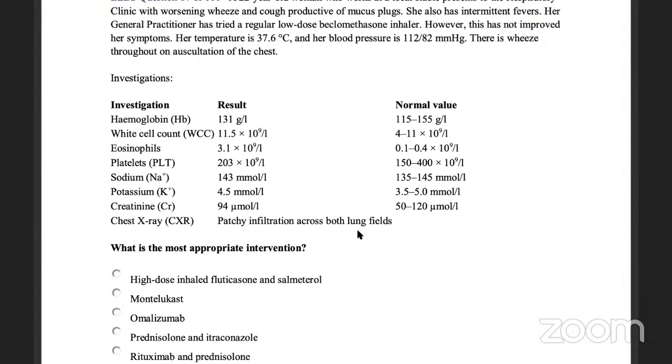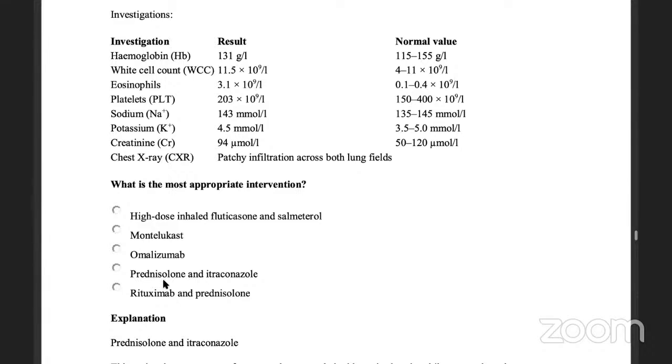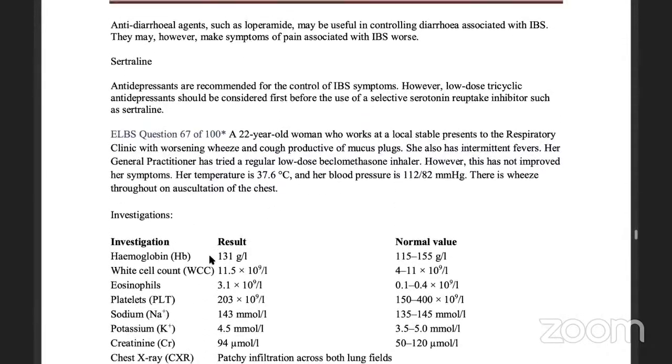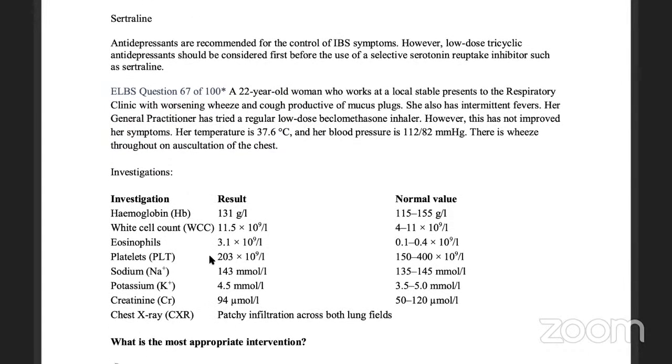High-dose inhaler, metoclopramide, omalizumab, and ABP. So prednisolone and itraconazole. Patchy infiltration of both lung fields, worsening to control the asthma. So can you go up? Yeah. She works at a local stable, some professional exposure. Okay.